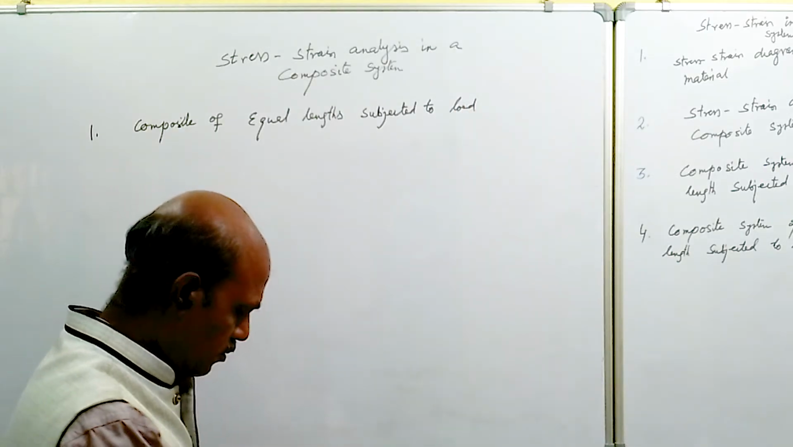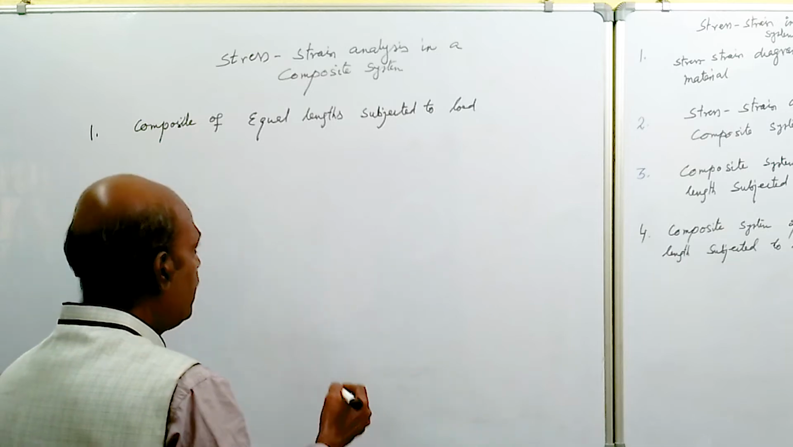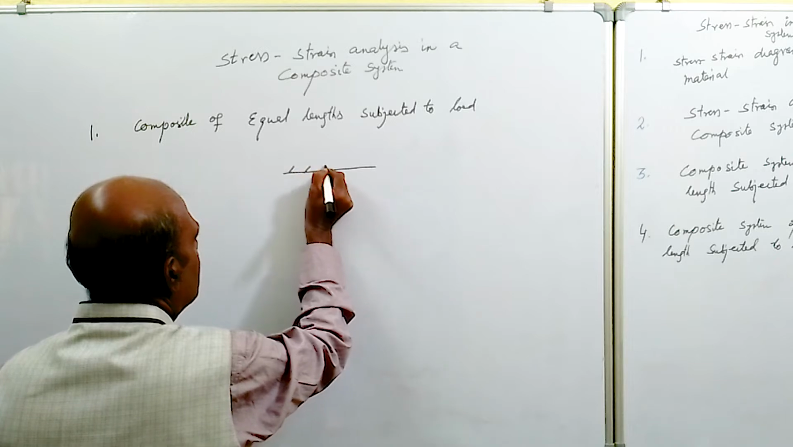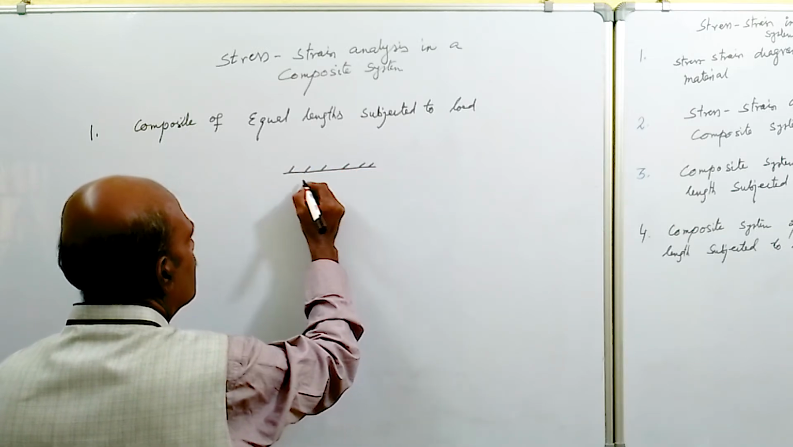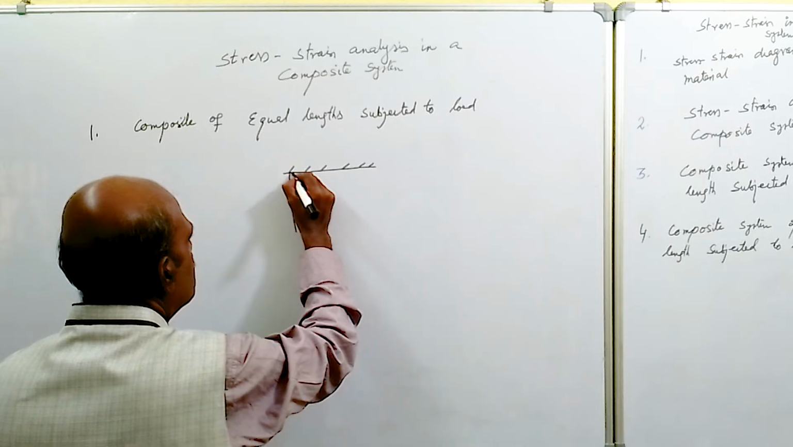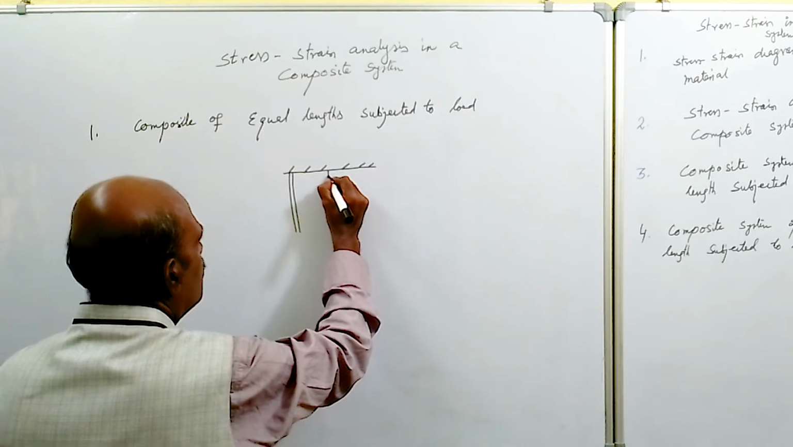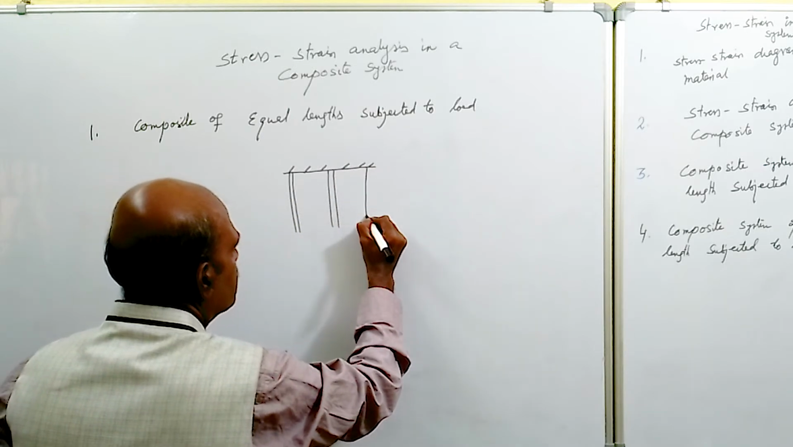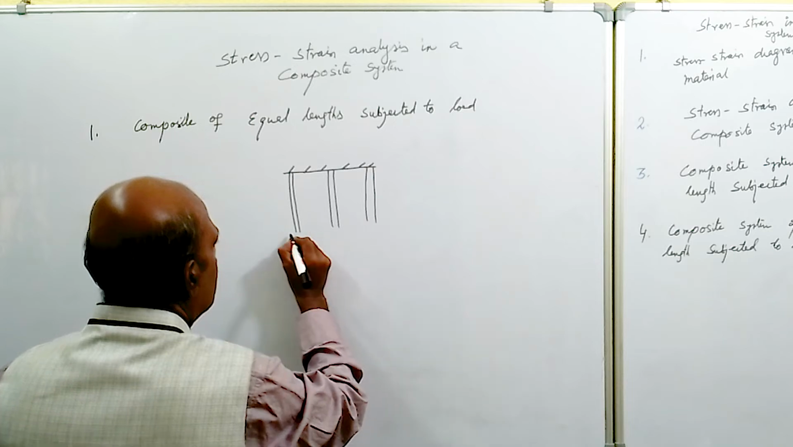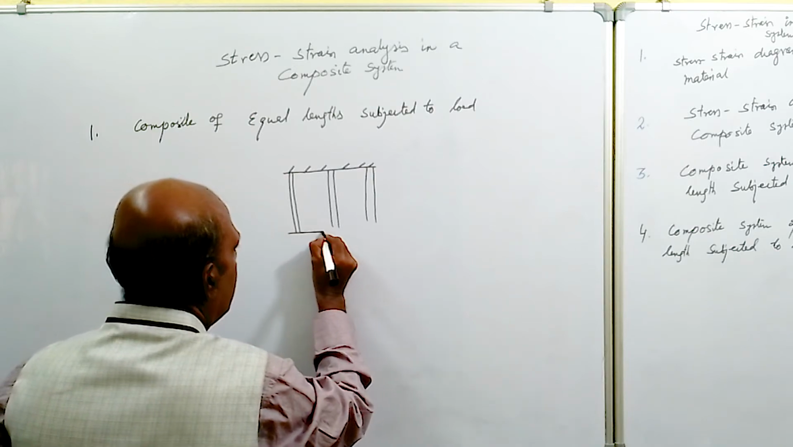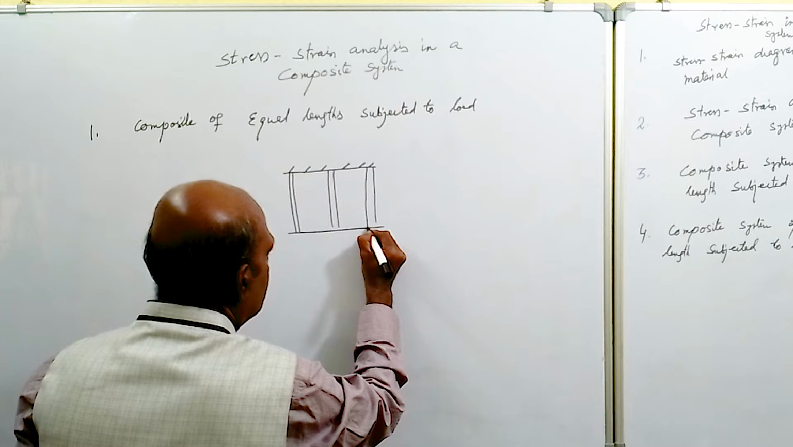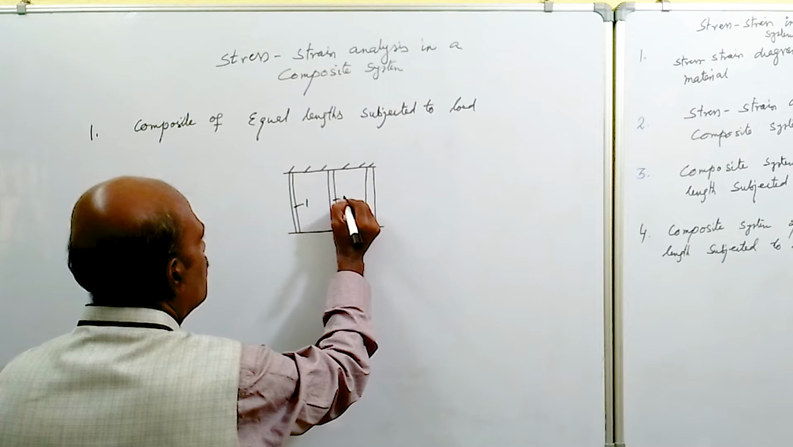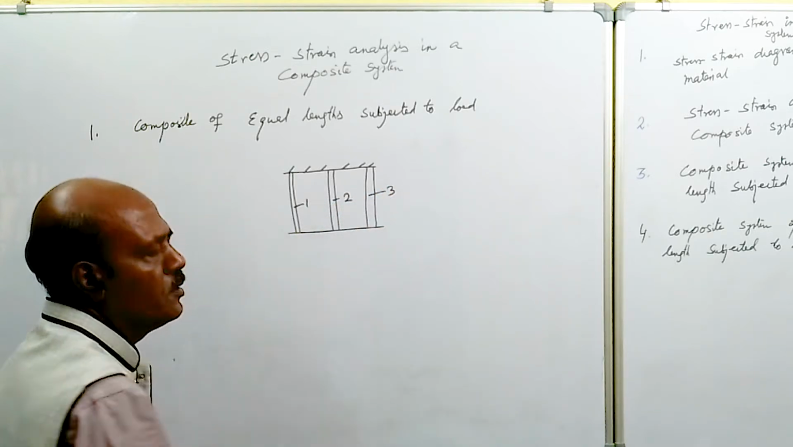So we have seen now. Okay, again we will see. Say the 3 bars: bar 1, bar 2 and bar 3. These 3 bars are supporting a load, or a heavy load is suspended with the help of 3 bars. Bar 1, bar 2 and bar 3.